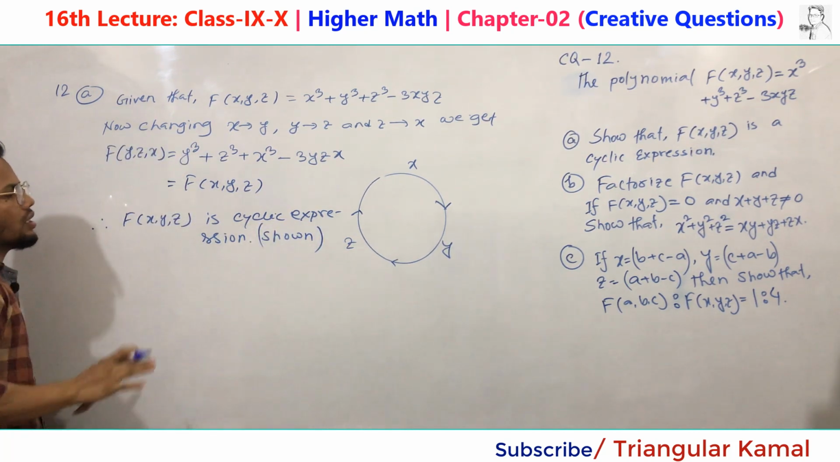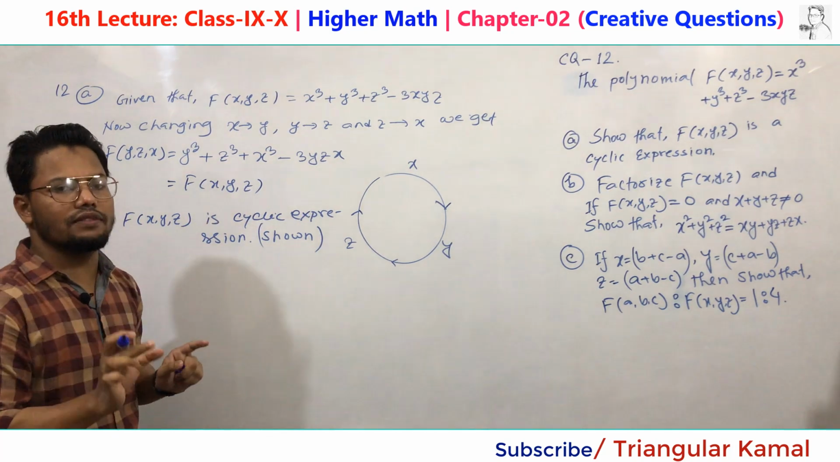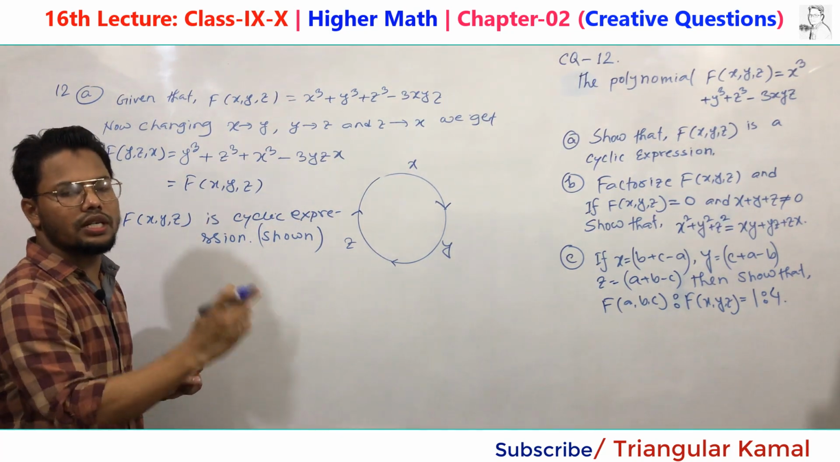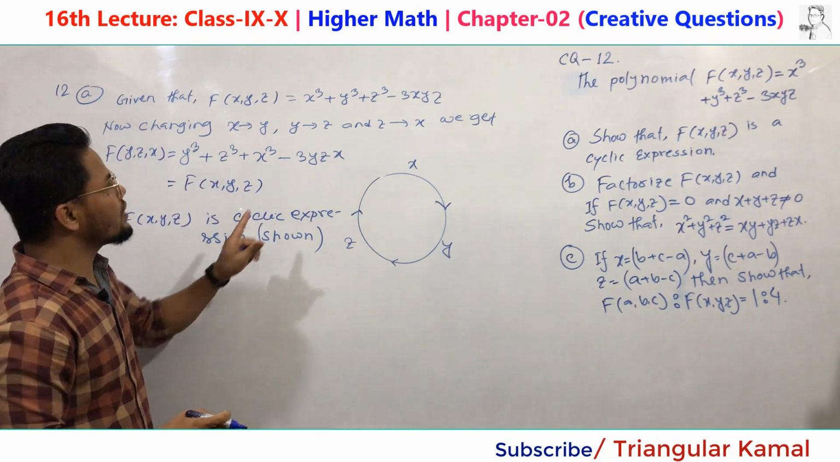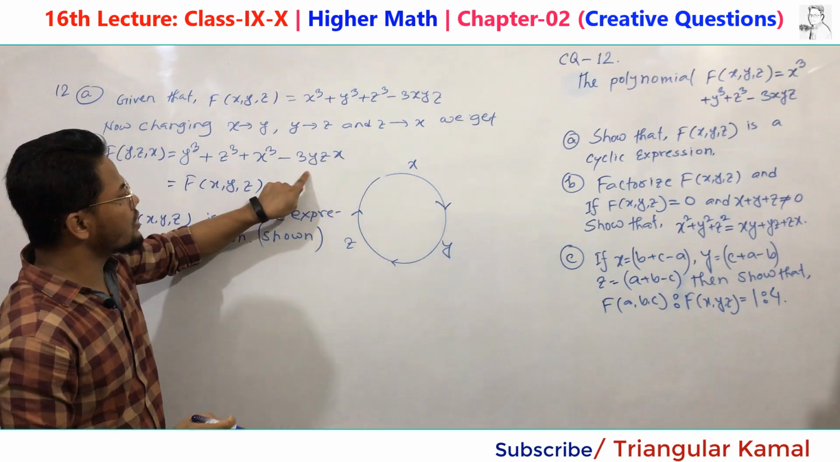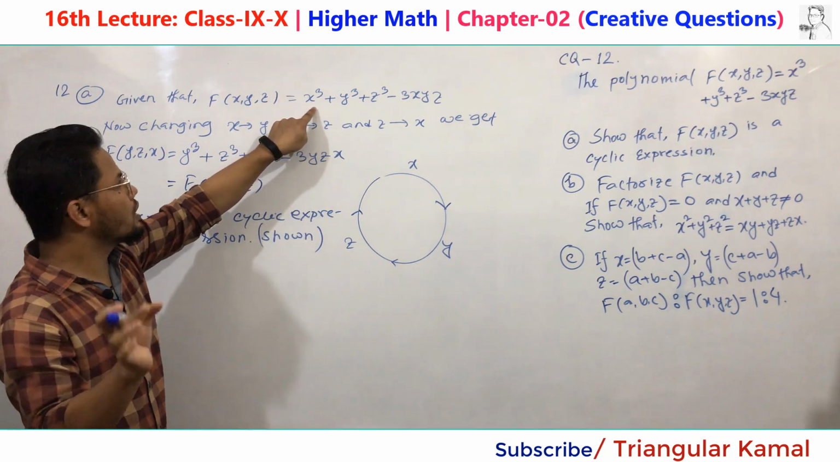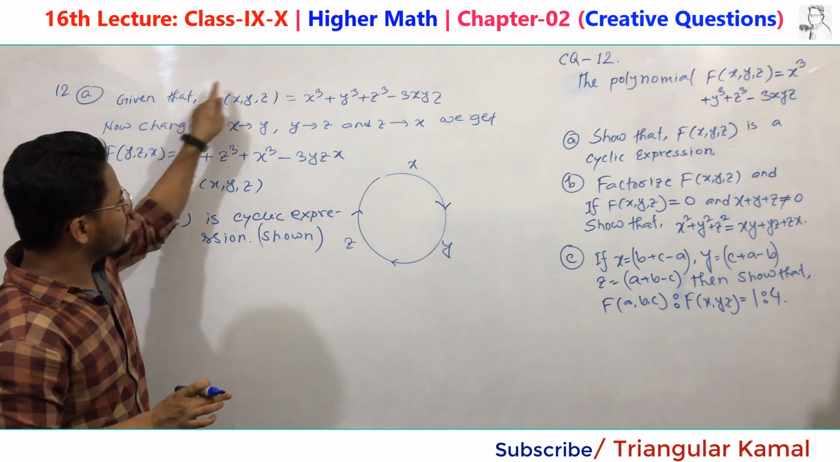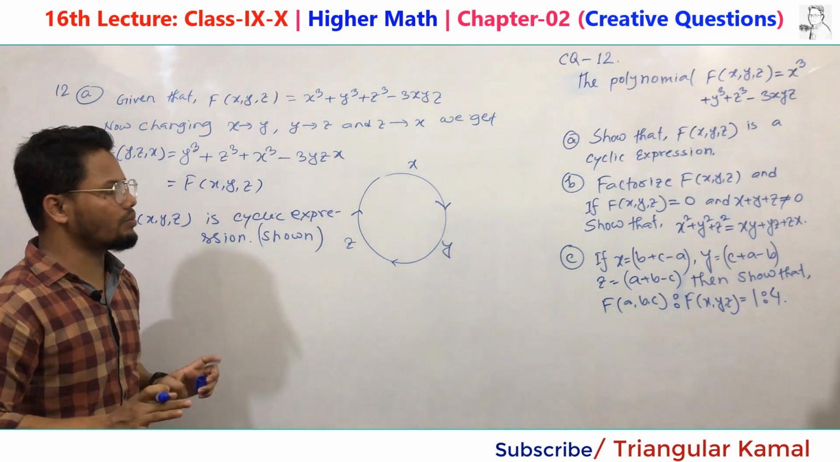So actually this is the condition for a cyclic expression. If you change the variables, first to second, second to third, third to first, and after changing the variables you see the final result is the same as the original given expression, then the expression or polynomial is a cyclic polynomial or cyclic expression.